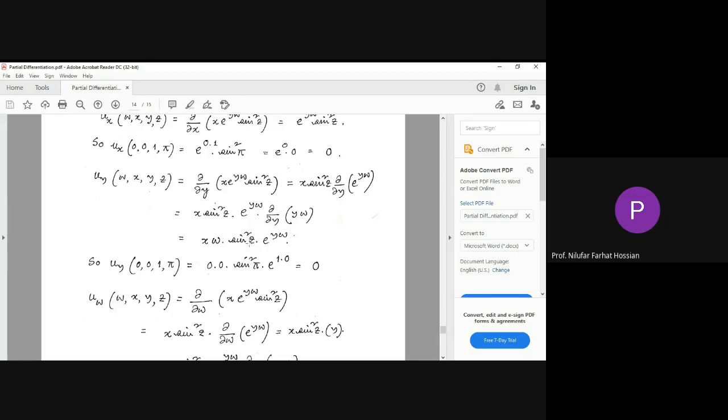Now just put down the values. Here the first one was for w. So w equal to 0, y equal to 1, x equal to 0, and z equal to pi. Ultimately this is also 0.